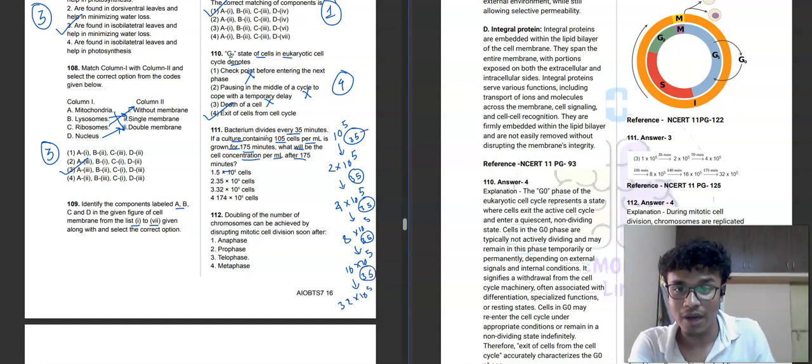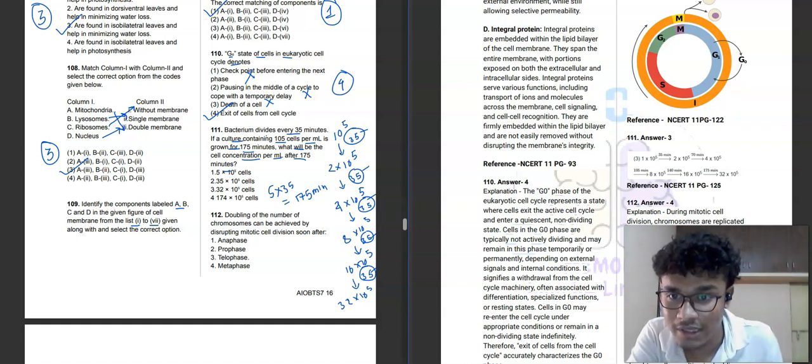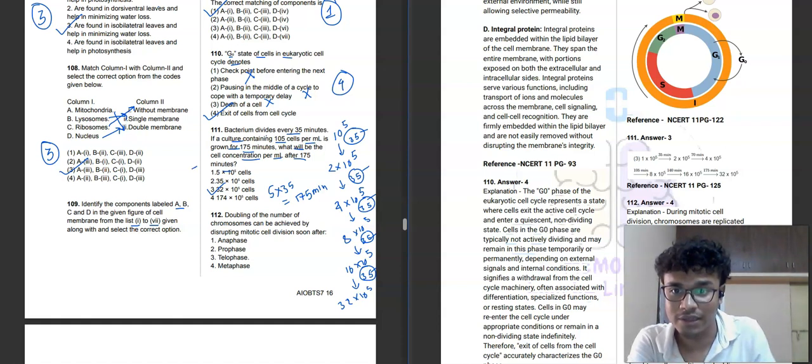So here 1, 2, 3, 4, 5. So 5 into 35 is basically 175. So 32 multiplied with 10 to the power 5 cells is basically the third option, which will be our correct answer for this question. Moving towards the next question, 102.